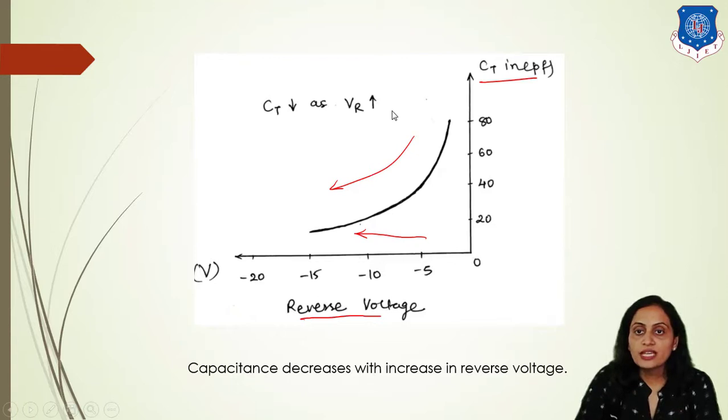You can see the variation in the transition capacitance is from 80 picofarad to 20 picofarad, which is a very large amount, and that is with the variation of voltage of approximately, we can say, minus 2 volt to minus 15 volt.